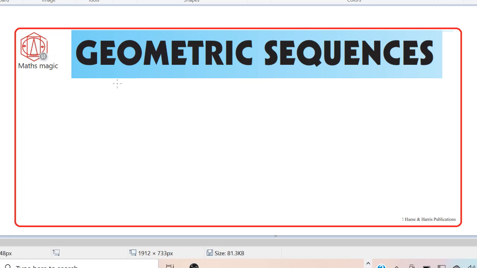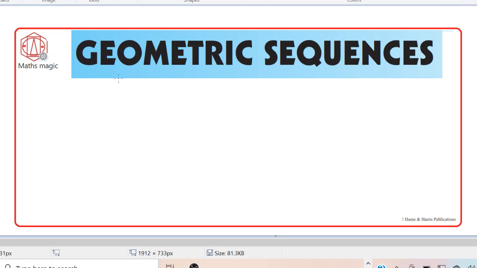Today we are going to discuss a new topic. It's geometric sequences. You have already learned that if you have any specific pattern, we call it a sequence. Out of these sequences, we have already covered arithmetic sequences. Now we have to discuss geometric sequences.